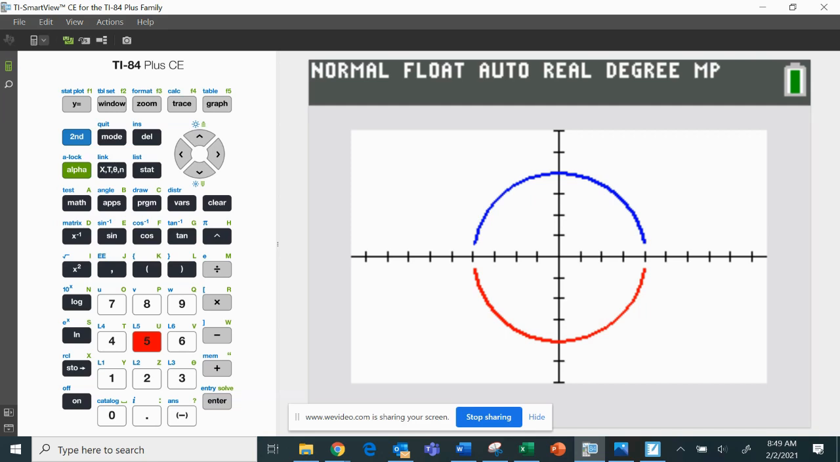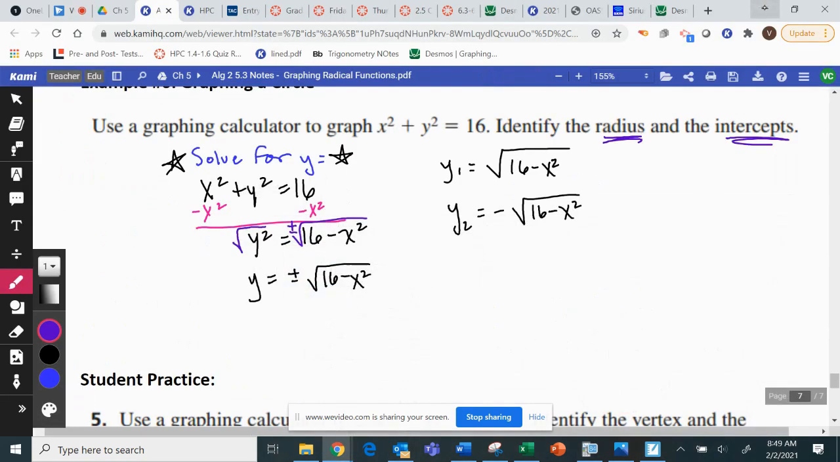Say it one more time. Oh, I'm not going by tens. That's just counting normal. So 4, yeah. So our radius equals 4.